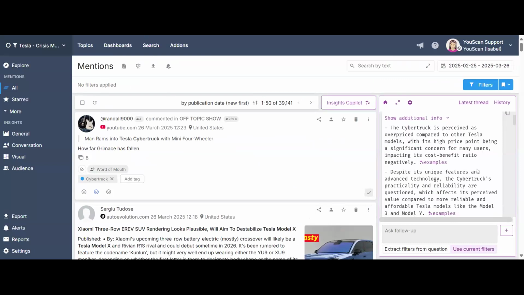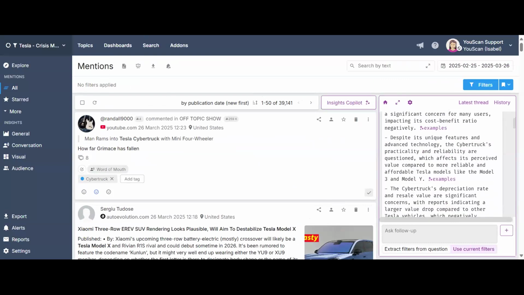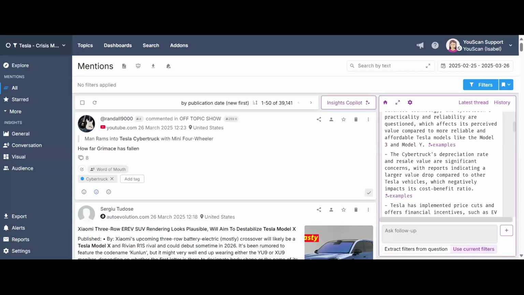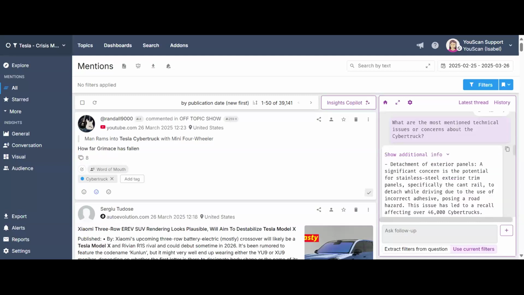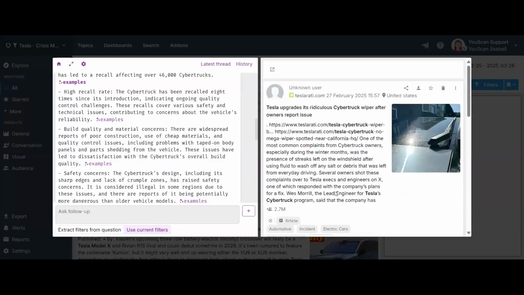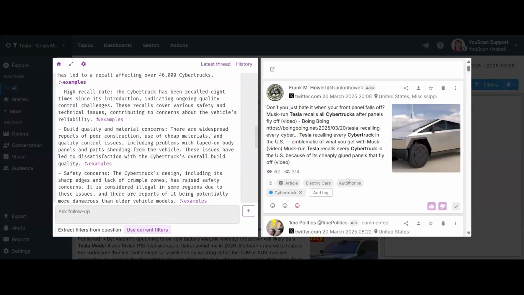So in general, it's most compared with Model 3 and Model Y when talking about prices, when talking about quality, for example. Here I'm asking what are the most mentioned technical issues or concerns about Cybertruck? So, detachment of exterior panels. We can click here in examples and we can see what type of mentions these are.